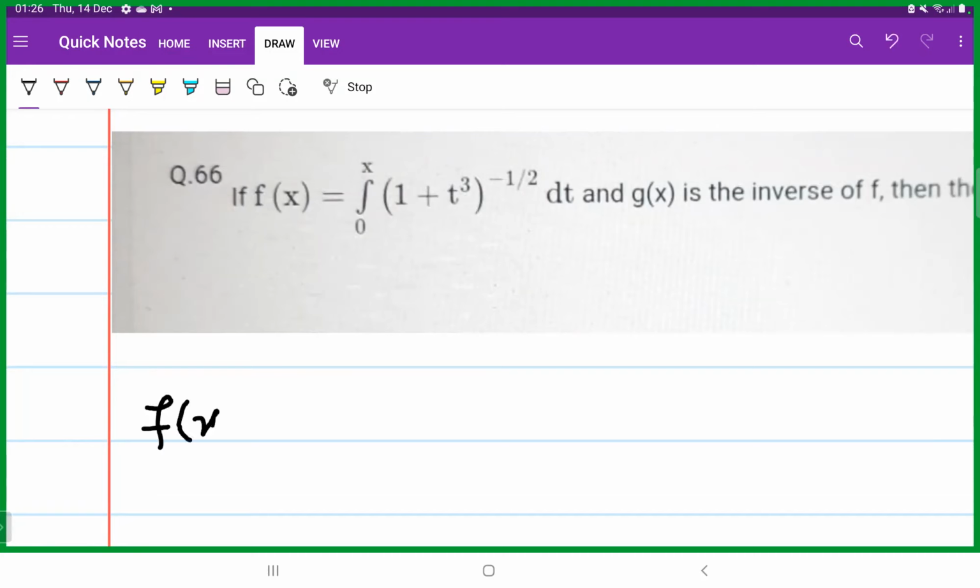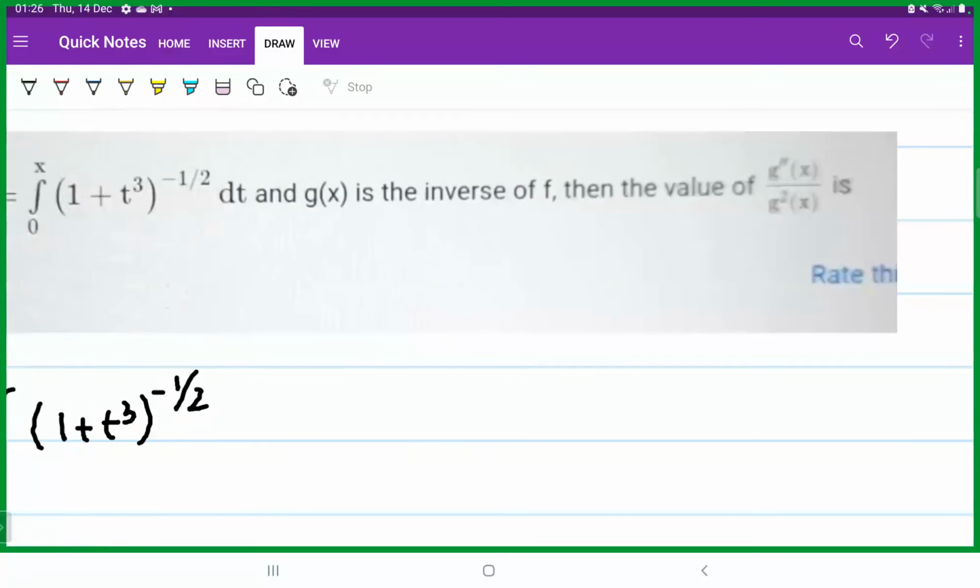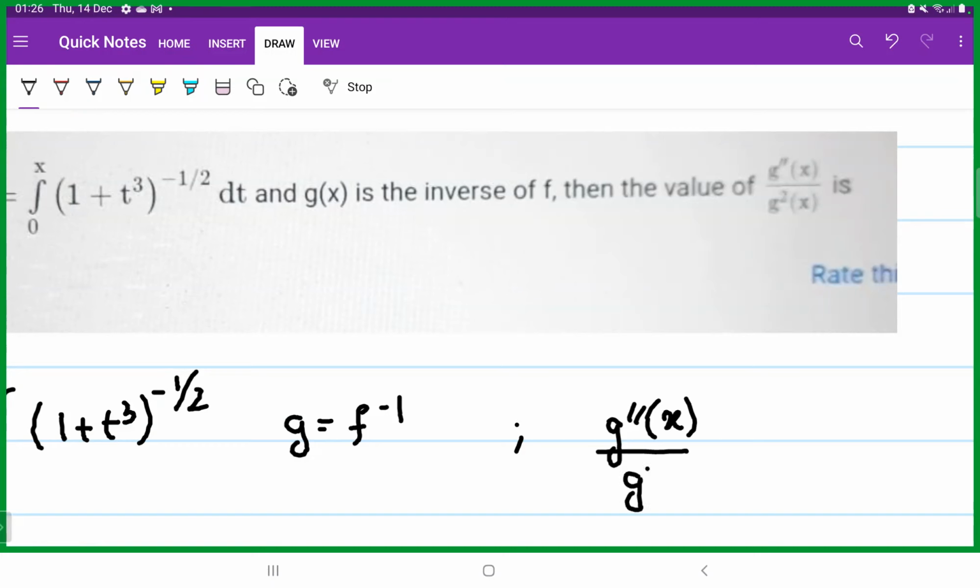So we have got a function of x which is equal to this particular term which is in the form of an integral, a definite integral. And it has been told to us that g is the inverse of f, and we have to find the double derivative of g(x) with the square of g(x). We have to find this.